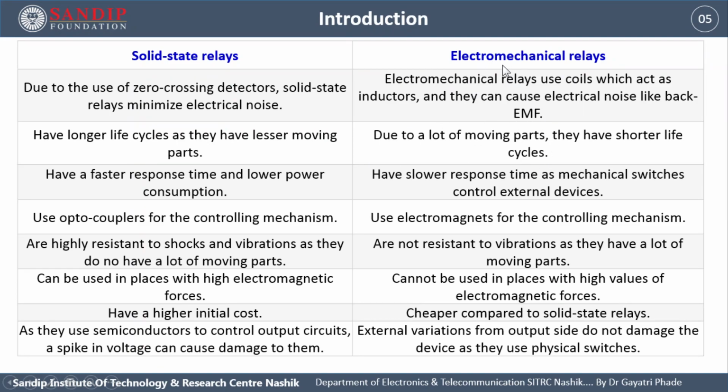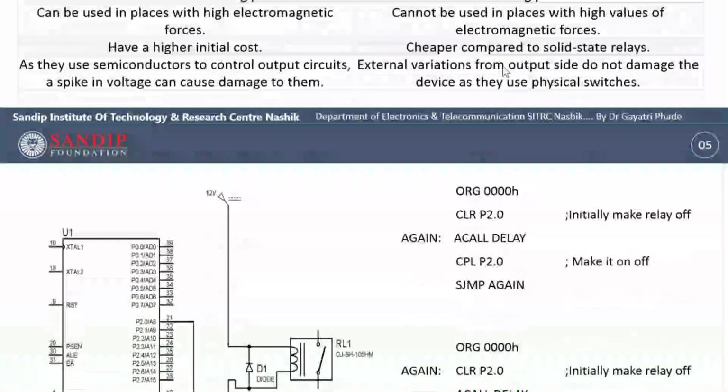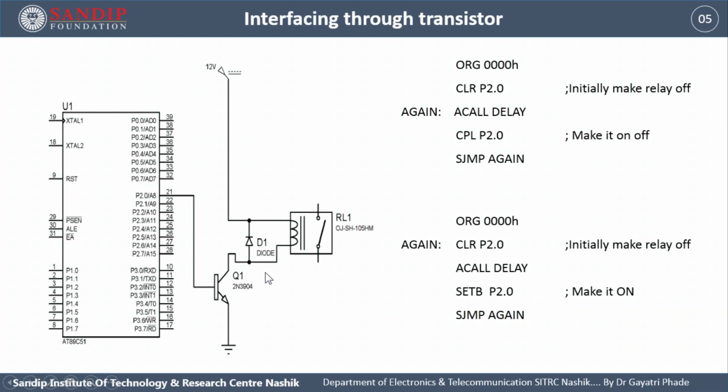So for smaller load, electromechanical relays can be used. So we are going to say electromechanical relays. Here is the interfacing diagram of the electromechanical relay. We require only one pin to drive the electromechanical relay.